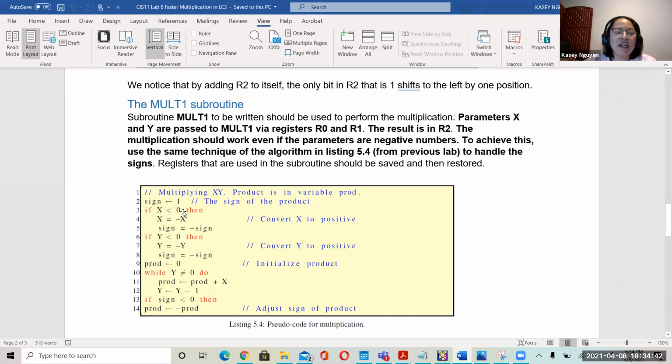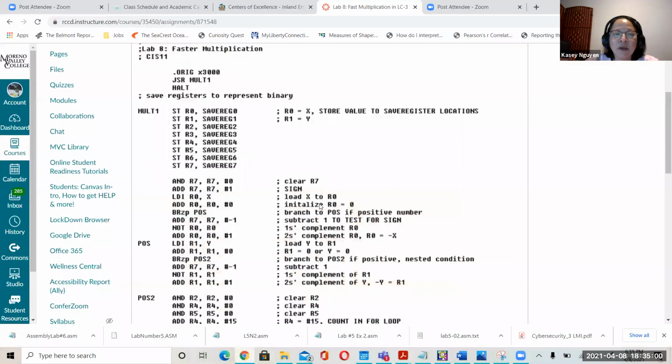And then we're going to do an if x is less than 0, then x is going to be negative x, so we're going to convert it to positive. Then we do a sign is equal to negative sign, and we do this part like what we did last week. So right now that's what we're doing. Coming back here, we're going to clear register 7. Why am I doing that?